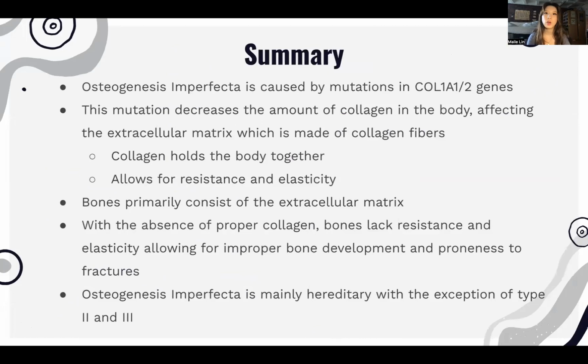So now my summary. OI is caused by mutations in the COL1A1 and 1A2 genes. This mutation decreases the amount of collagen in the body, affecting the extracellular matrix, which is made of collagen fibers. Like I said, collagen holds our body together and allows for resistance and elasticity. With less collagen, we have less resistance. And then bones primarily consist of the extracellular matrix. And then with the absence of proper collagen, bones lack resistance and elasticity, allowing for improper bone development and proneness to fractures. And then OI is mainly hereditary with the exceptions of type 2 and 3.